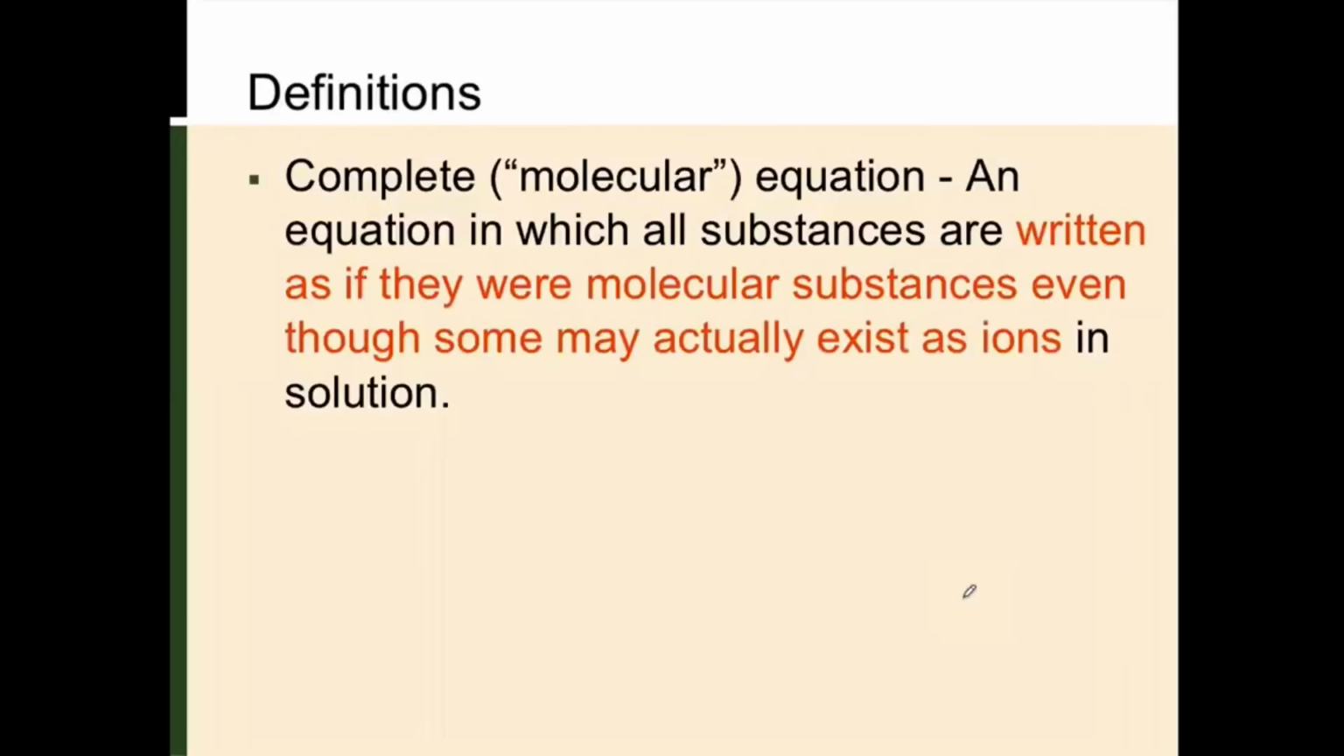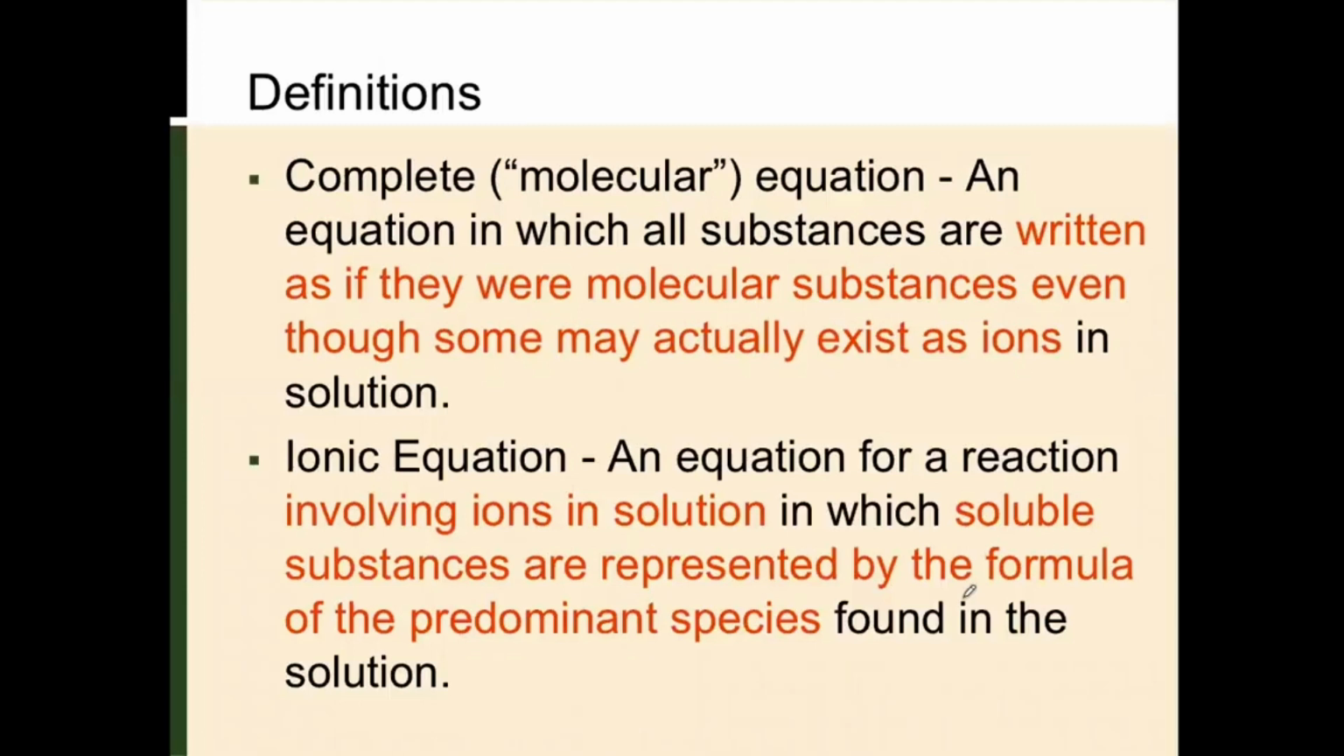So some definitions then. A complete equation, or a molecular equation, is an equation in which all substances are written as if they were molecular substances, even though some may actually exist as ions in solution. An ionic equation is an equation for a reaction involving ions in solution in which soluble substances are represented by the formula of a predominant species found in the solution.